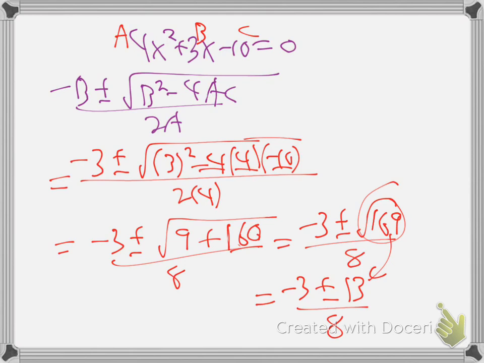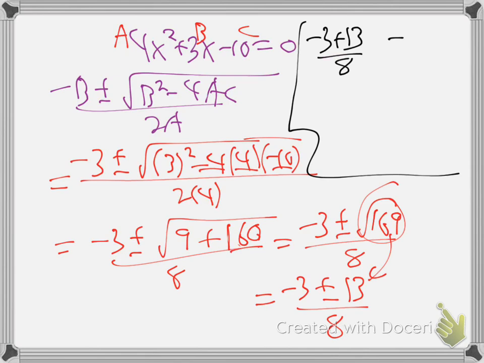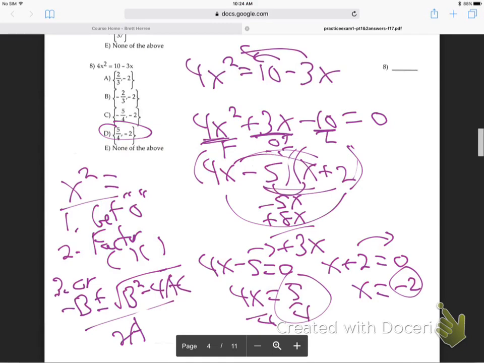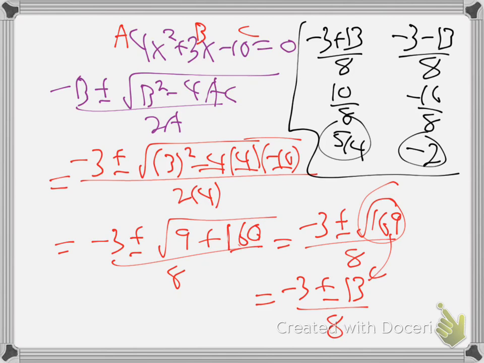Right? We good so far? So now break those into the two possibilities. Negative 3 plus 13 all over 8, and negative 3 minus 13 all over 8, right? Which is 10 eighths, reduce it, 5/4. This one is minus 16 eighths, reduce minus 2. Is that right? Was that the answer? Minus 2 and 5/4? Oh yeah, it was. So that's probably easier for a lot of people instead of factoring. That's fine. We good? Either way you prefer?